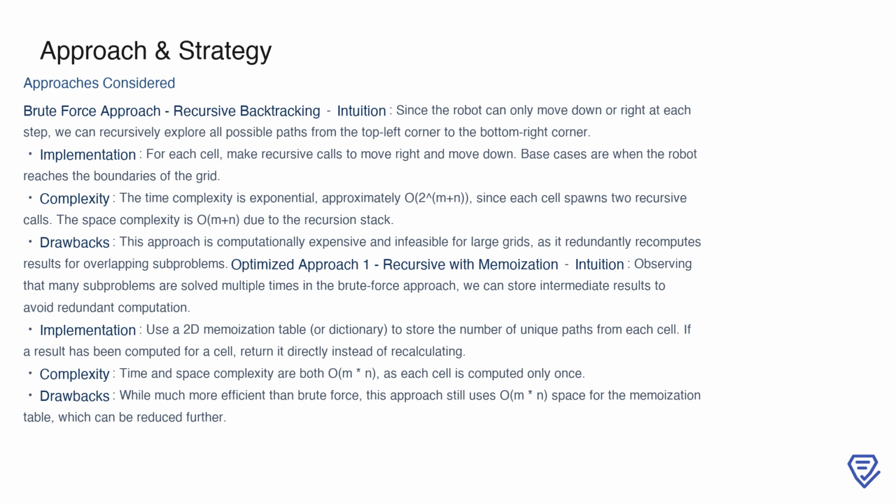The time complexity is exponential, approximately 2^(m+n), because each cell spawns 2 recursive calls. This leads to a lot of redundant computations for overlapping subproblems. Additionally, it uses O(m+n) space for the recursion stack. To address this inefficiency, we can optimize the approach using recursion with memoization. By storing the results of subproblems in a 2D memoization table, we avoid redundant calculations. This reduces both the time and space complexity to O(m*n), as each cell is computed only once.